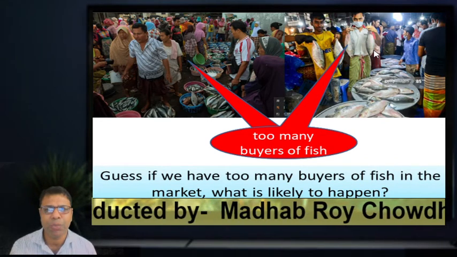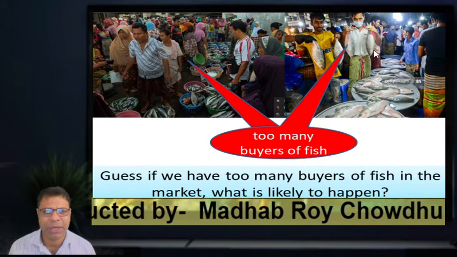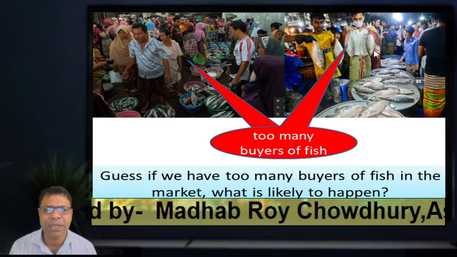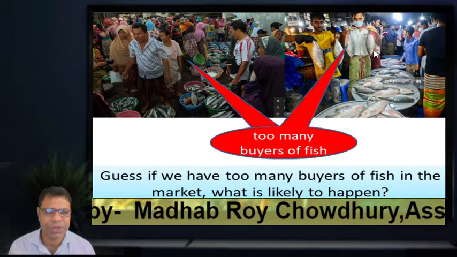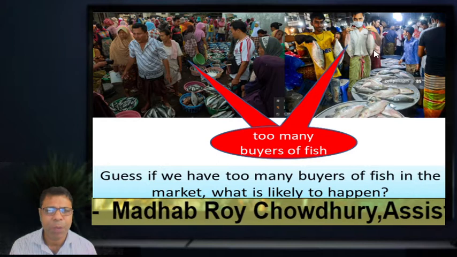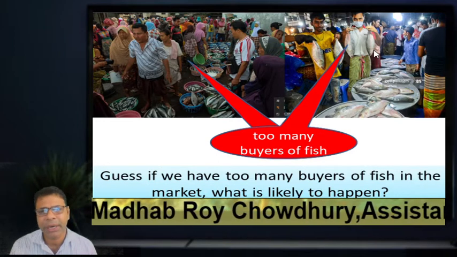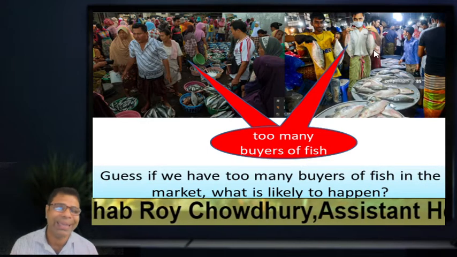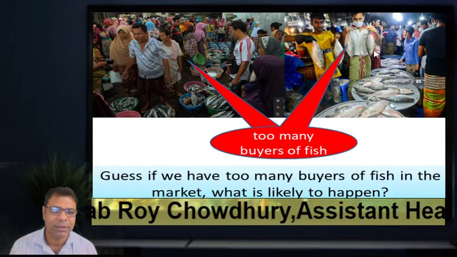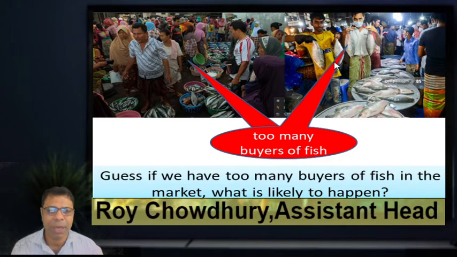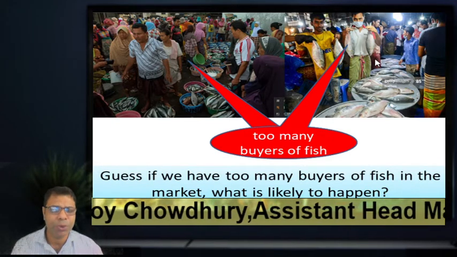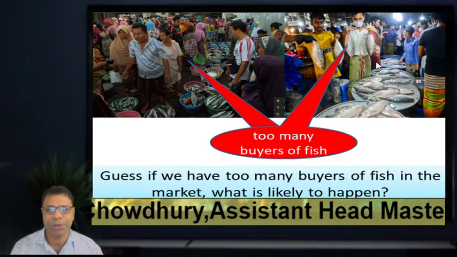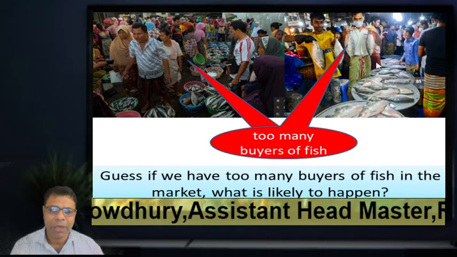If there are too many buyers in the fish market, the sellers may raise the price of the fish, isn't it? The rich people will compete with each other, whereas the poor people will get nothing. Okay, this is my opinion. Now you have to make your own opinions and write them in your exercise book.